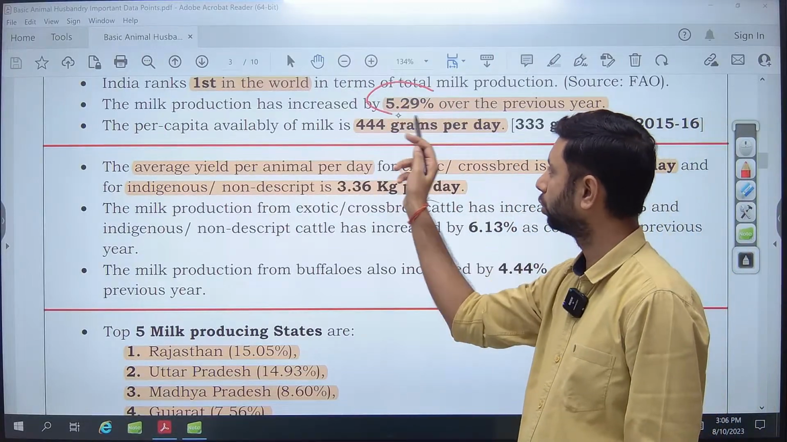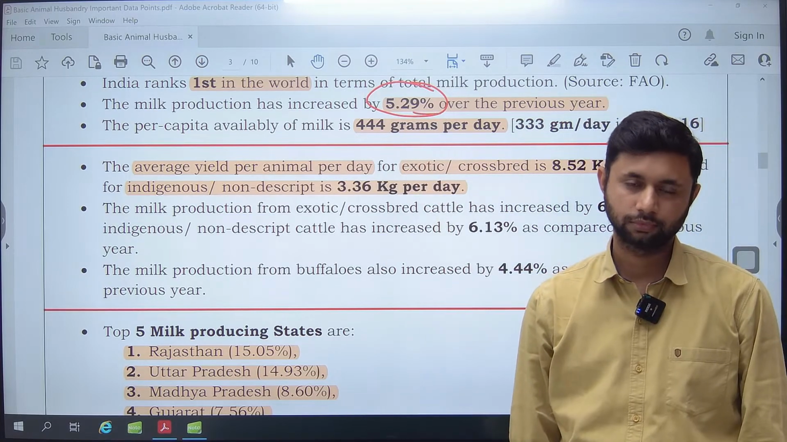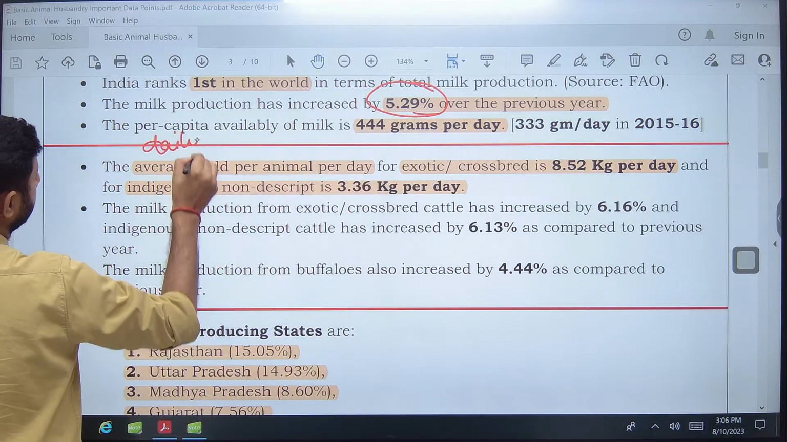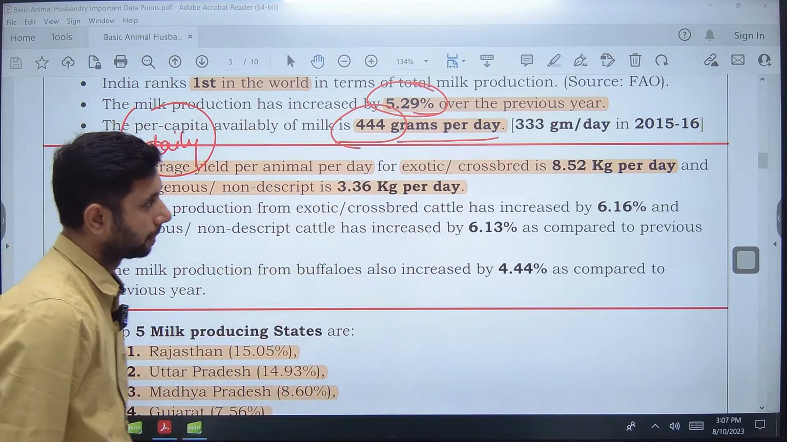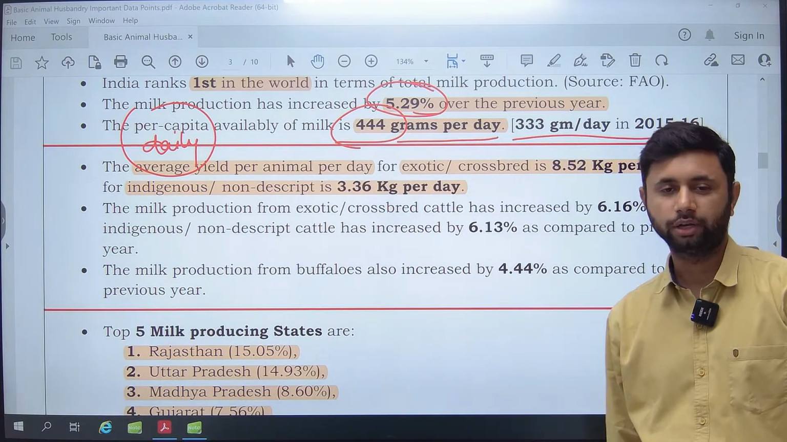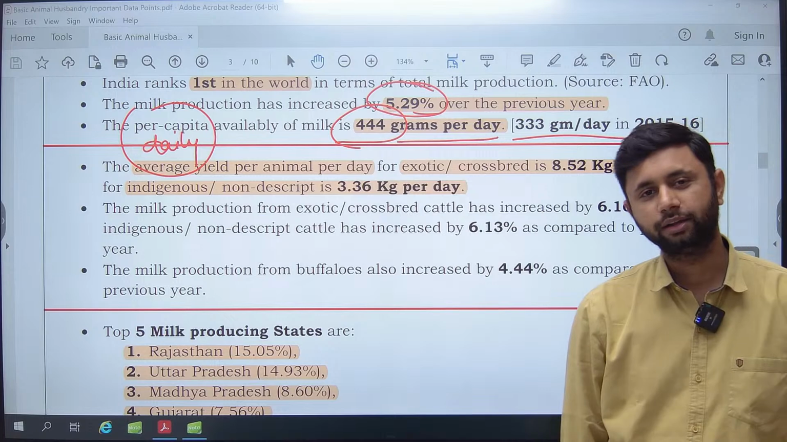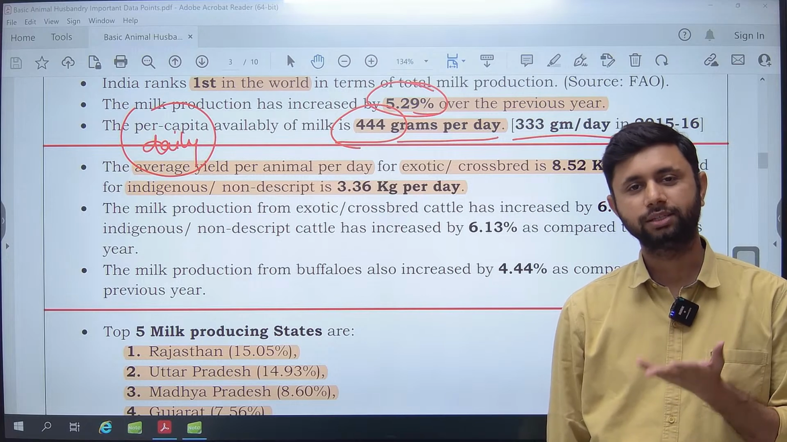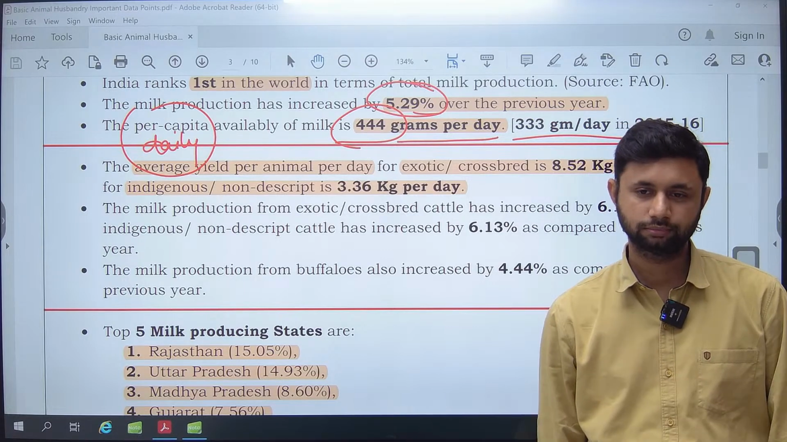Similarly, as you can see from the growth rate itself, from 209 to 226, 5.29% is there. Okay, and daily per capita availability of milk is 444 grams per day, and it is higher than 333 gram per day in 2015-2016. Okay, so these four data are very much important: India's rank, India's current production, the growth rate from previous year, as well as daily per capita availability. Okay, so I hope you remember these four key data.